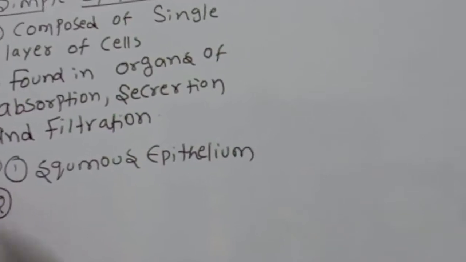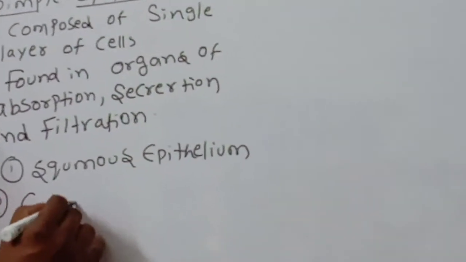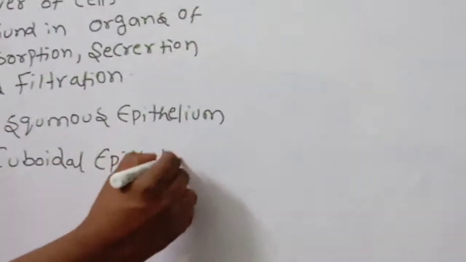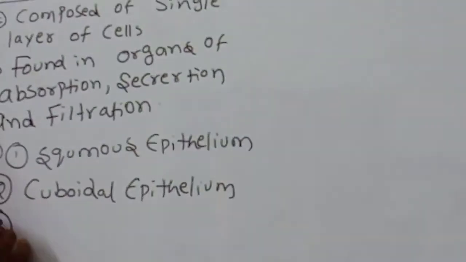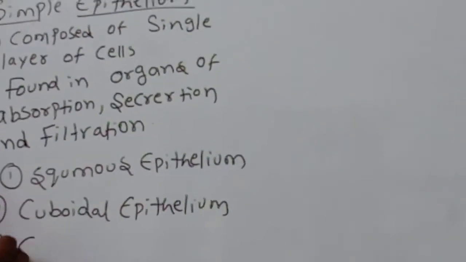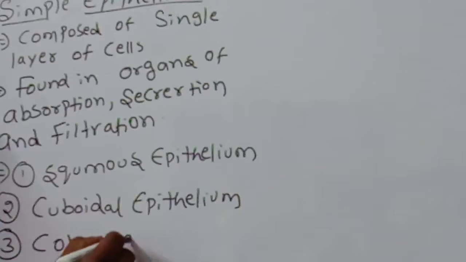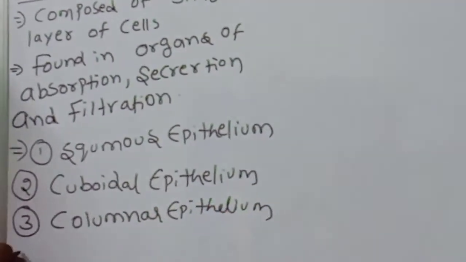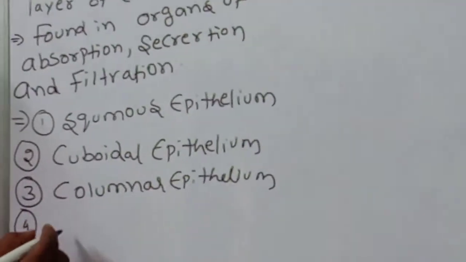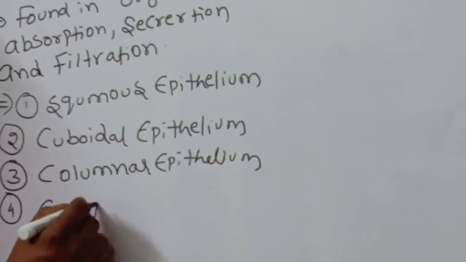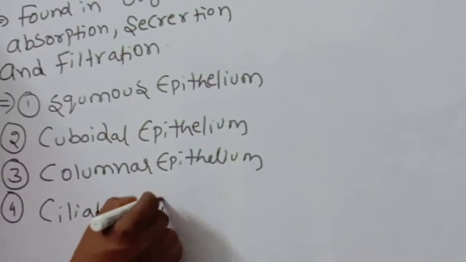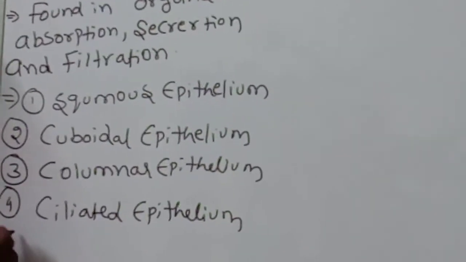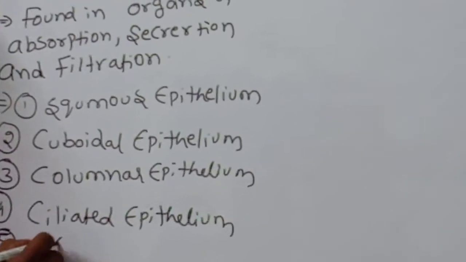Number two, cuboidal epithelium. Number three, most important one, columnar epithelium. Number four, ciliated epithelium. Number five, pseudostratified epithelium.